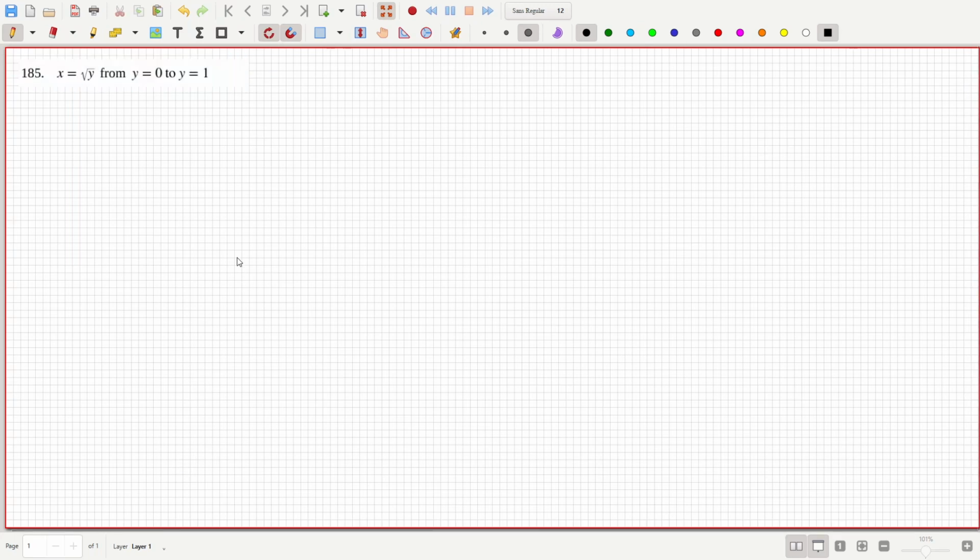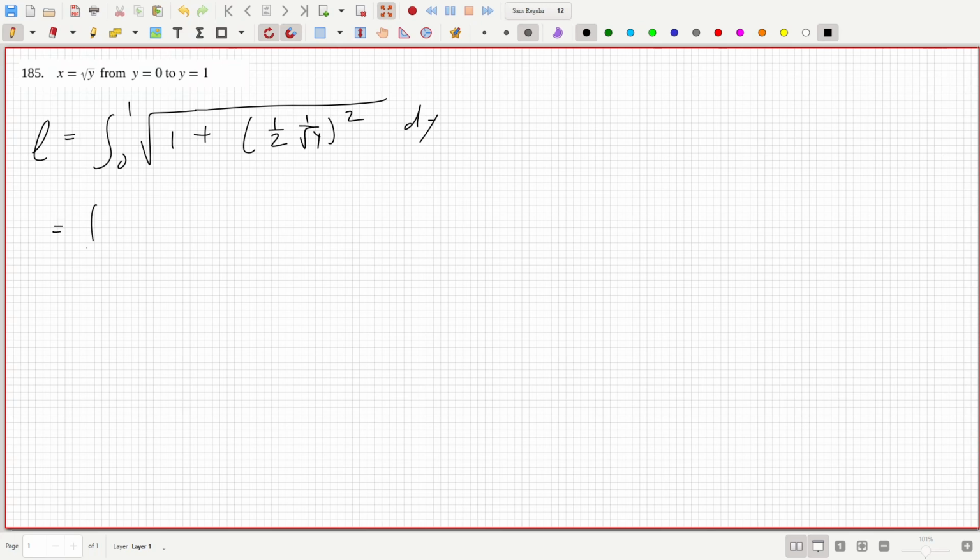All right, well, let's see now. So that would be 0 to 1, root of 1 plus the derivative, which of course is bring down the power, reduce the power by 1, squared. So that's 0 to 1, root of 1 plus 1 over 4y.